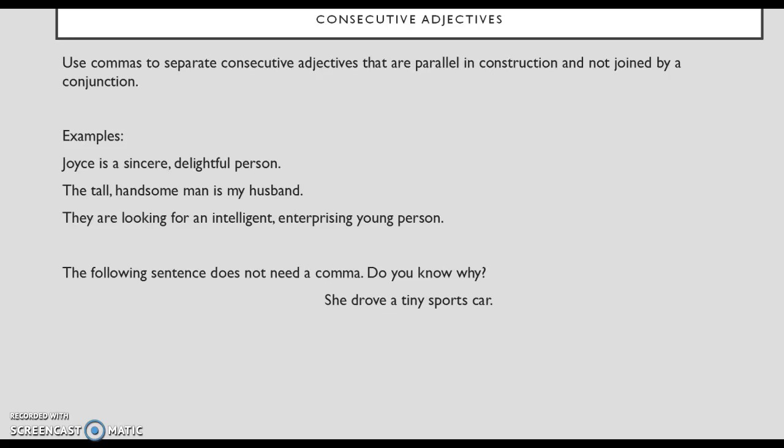They are looking for an intelligent, enterprising young person. Same thing. They are looking for an intelligent and enterprising young person. So therefore you take out the "and" and make sure it's a comma. The following sentence does not need a comma. Do you know why? She drove a tiny sports car. Well, the reason why you don't need a comma between "tiny" and "sports" is because you cannot say she drove a tiny and sports car. It's just a tiny sports car.